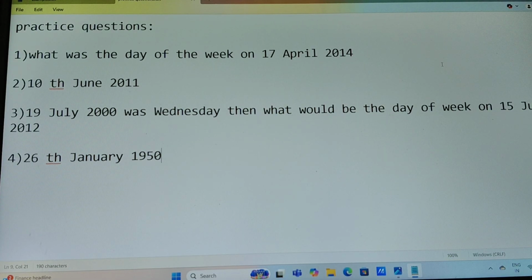These are the practice questions. First one is, what was the day of the week on 17th April 2014? Second question, 10th June 2011 is which day of a week? Third question, 19th July 2000 was Wednesday, then what would be the day of the week on 15th June 2012? Fourth question, 26th January 1950. So you need to calculate all these questions and please post your answers in the comment box.